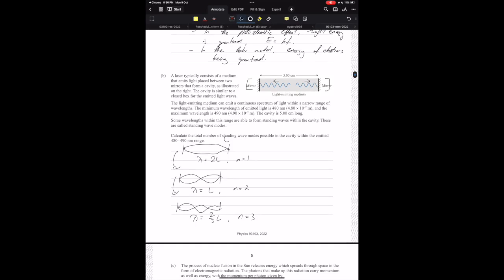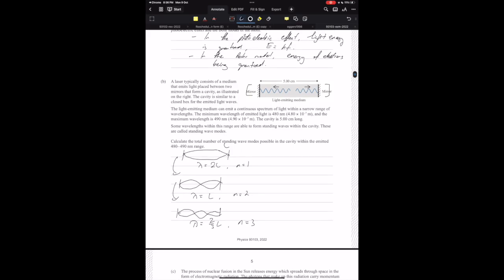And so you can notice that there's a pattern for this. First you start off with 2L, then you have L, then you have 2/3 of L. And if you're following the pattern, you'll see that the next one should be 1/2 of L, and then the next one will be 2/5 of L. So what's the pattern? Each time, it's 2 divided by the harmonic, 2 divided by n. So if we look at this case, it's 2 divided by 1, which is equal to 2. For the second harmonic, it's 2 divided by 2, which is equal to 1.